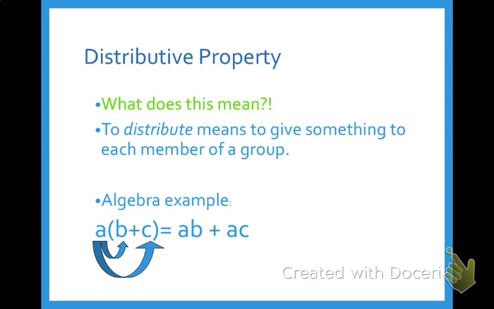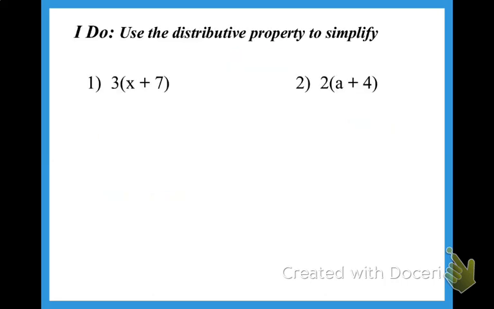So in terms of math, if you look down at the bottom, we see an A on the outside. Notice that there is no math operation shown, so that math operation there is multiplication, right here between the A and the parentheses. So I'm going to multiply A times B, and I'm going to multiply A times C. That leaves me with AB, or A times B, plus A times C.